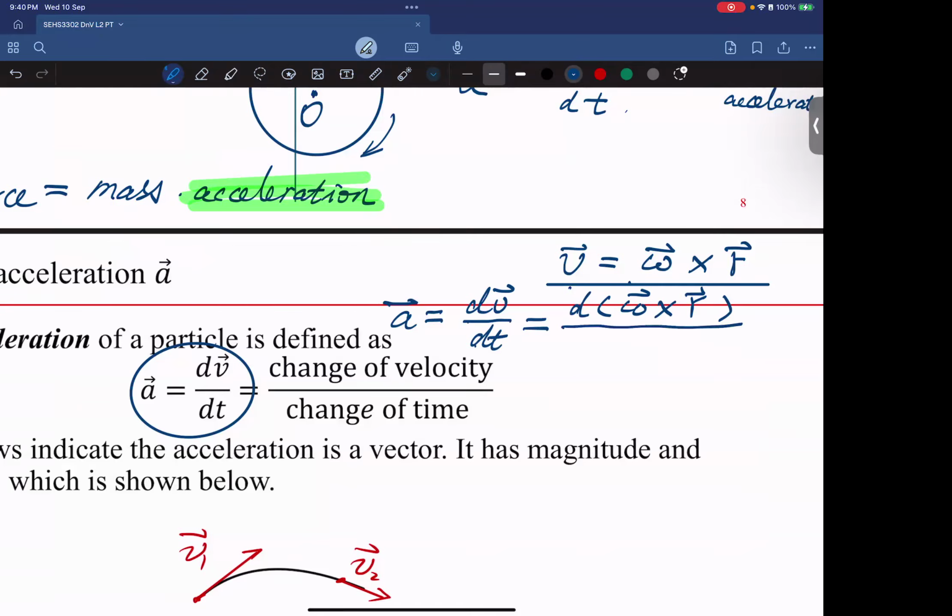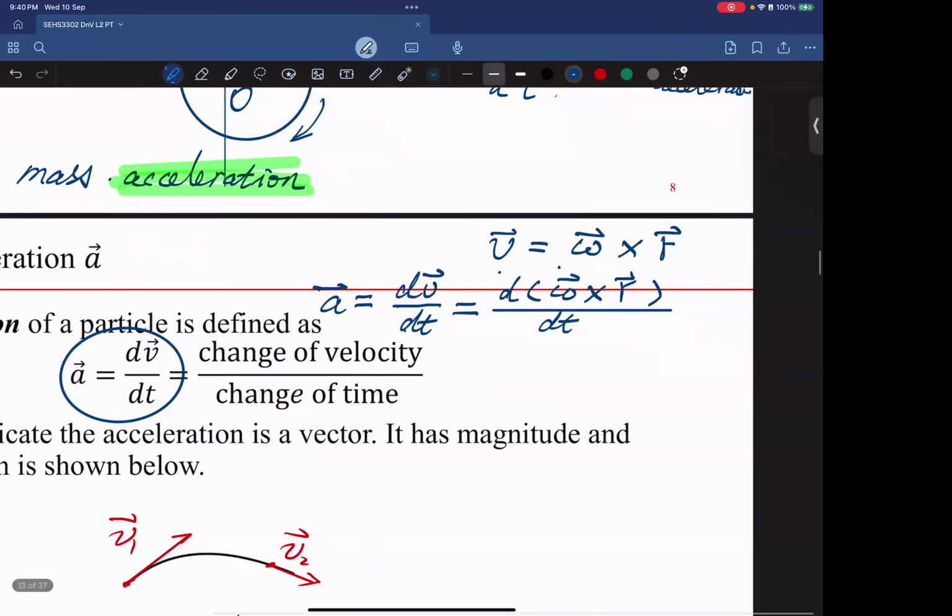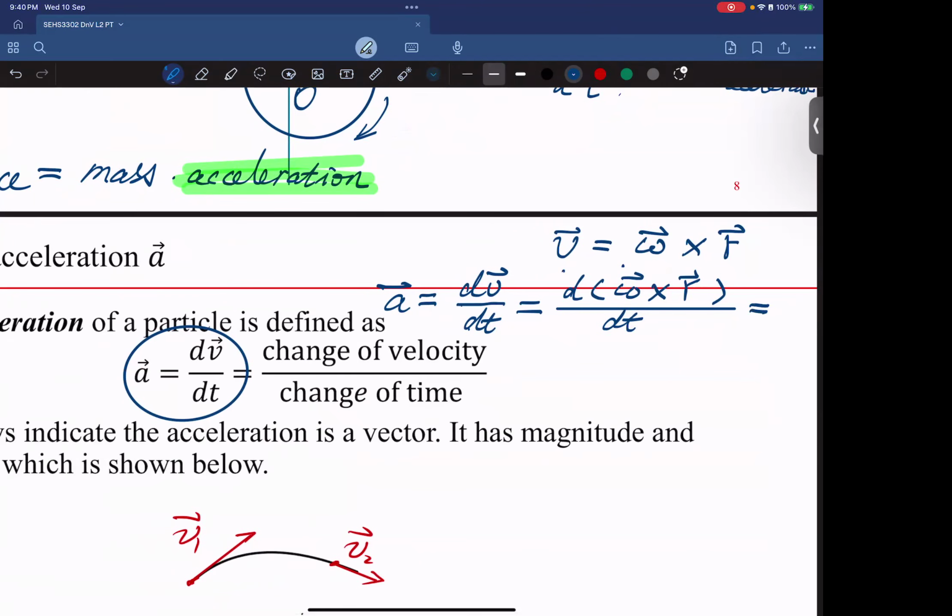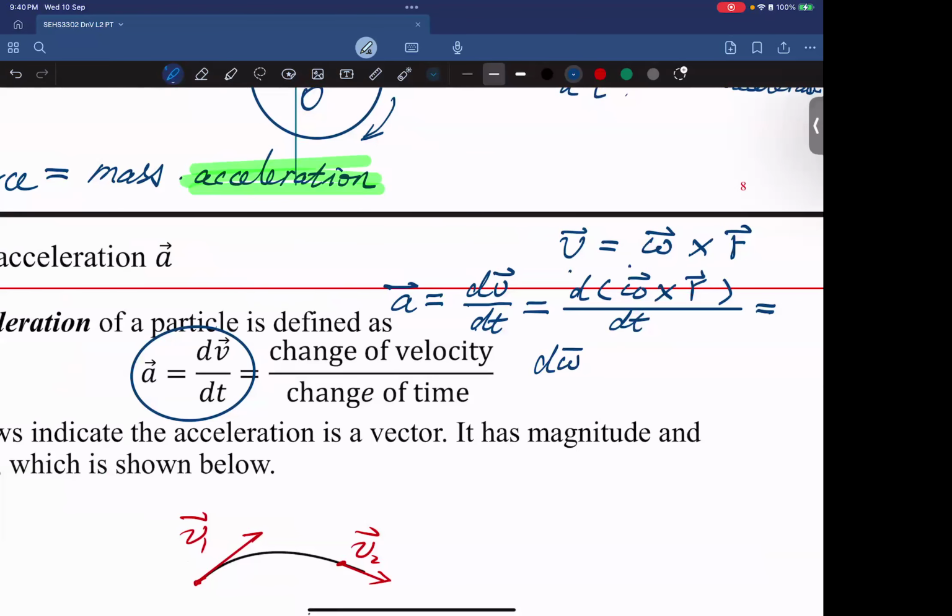Okay, d(omega cross r)/dt. We can even expand it. First calculate d omega over dt, so d omega over dt cross the later one, r, plus omega cross, this time we get the derivative of r, which is dr over dt.